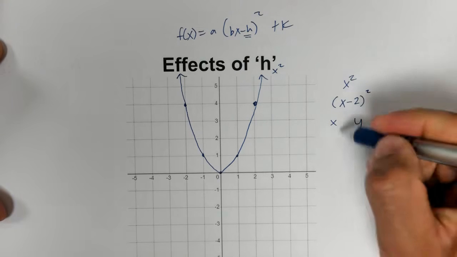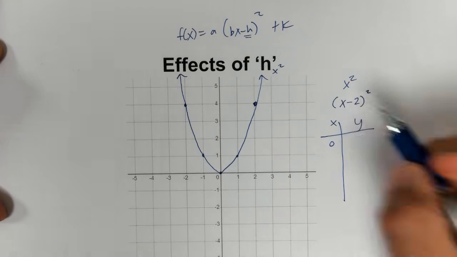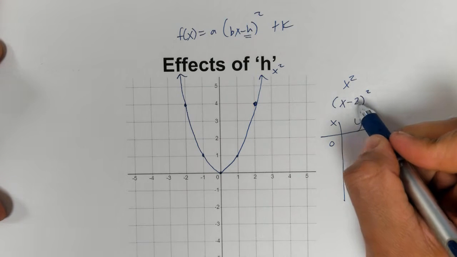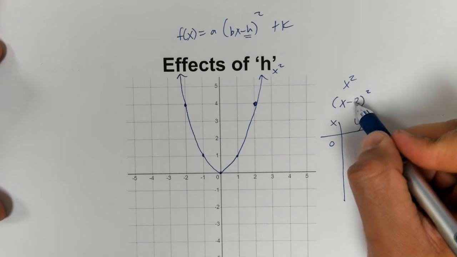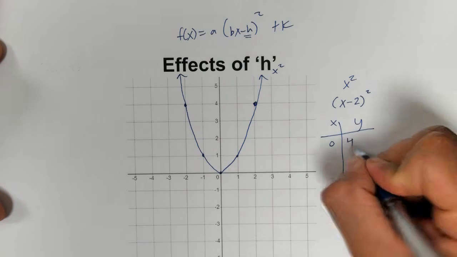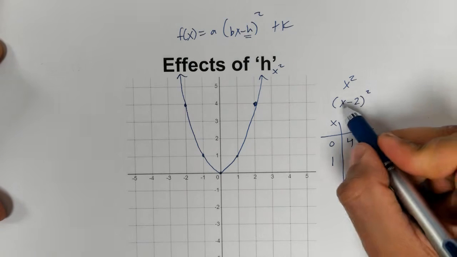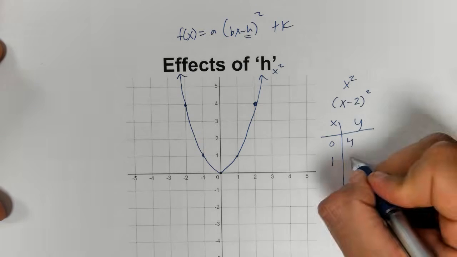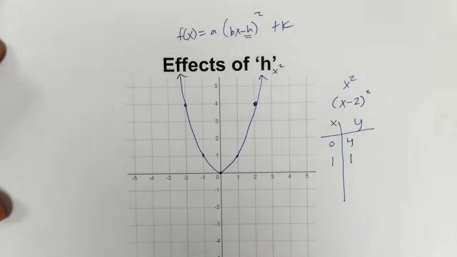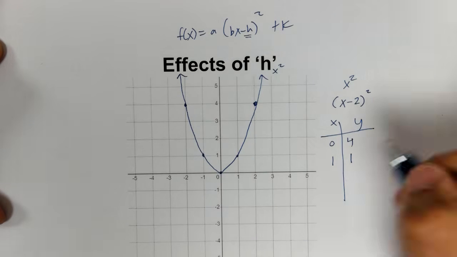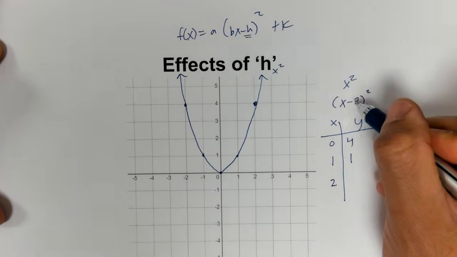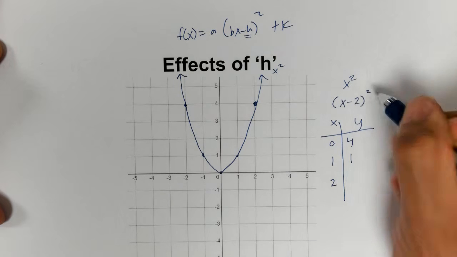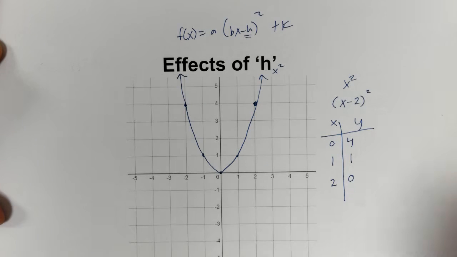So let's graph it. If I put 0 in here, 0 minus 2 is negative 2. When I square that, I get 4. When I plug in a 1, 1 minus 2 is negative 1. Negative 1 squared is positive 1. When I plug 2 in here, 2 minus 2, I get 0. 0 squared is 0. So let's graph this.